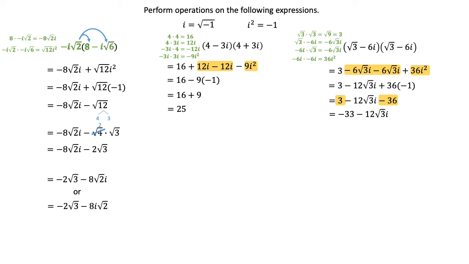There's nothing else to simplify at this point, so I could leave my answer this way, or if I want to make sure that everyone knows that the i is not underneath the radical, I could write it next to the 12. So that's your two possibilities for that one.